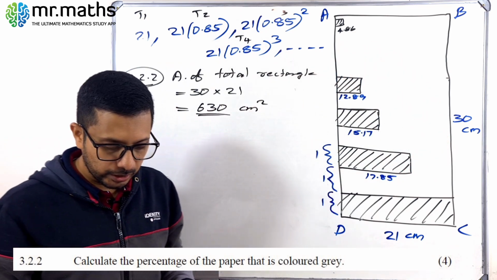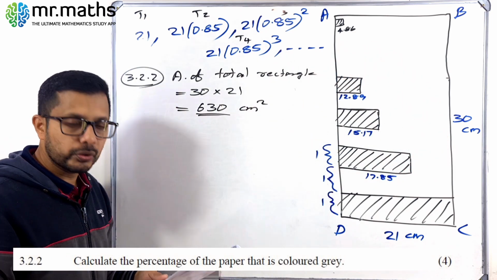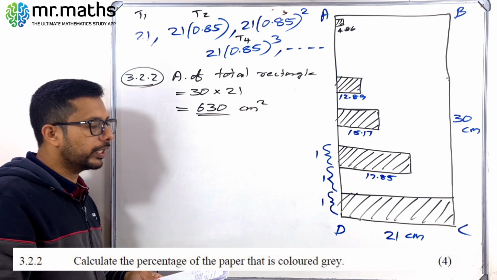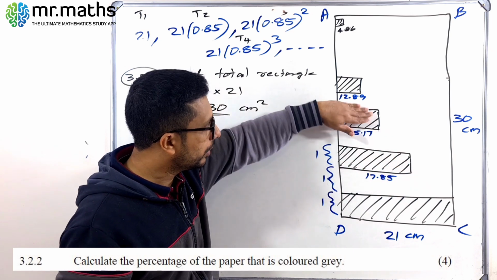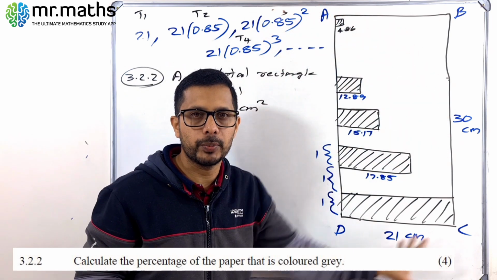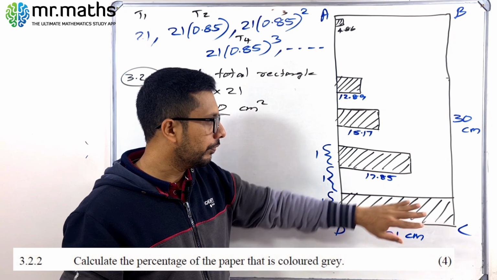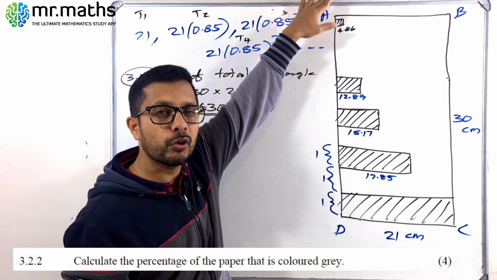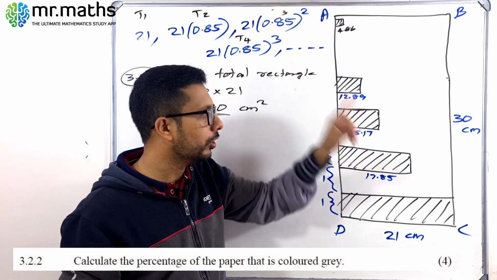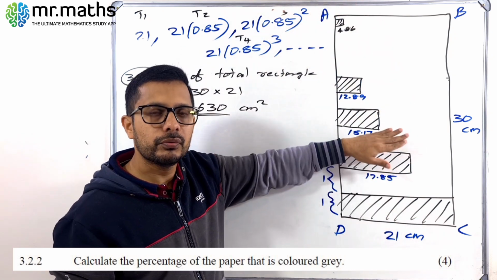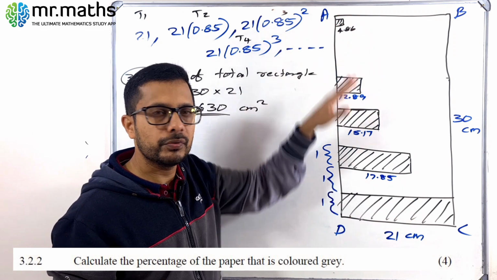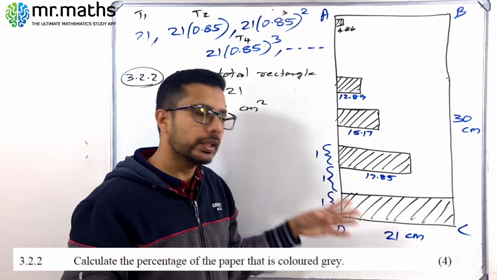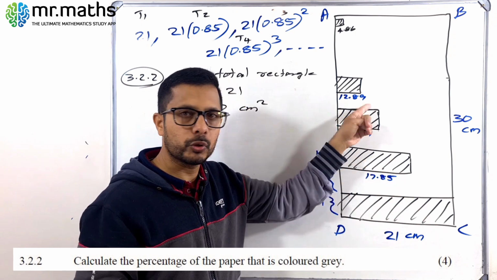Now what is the question? Calculate the percentage of the paper that is colored gray. This portion colored gray, what percentage of the total paper? That is the question. So you have to add the area of this one plus this one plus this one plus this one. Total how many rectangles are there? I told you total 30 centimeter, 15 are colored gray and 15 are these gaps. Am I right? Because 1 centimeter, 1 centimeter, like that. So there are 15 gray shaded portions.